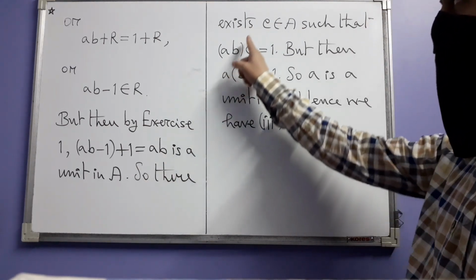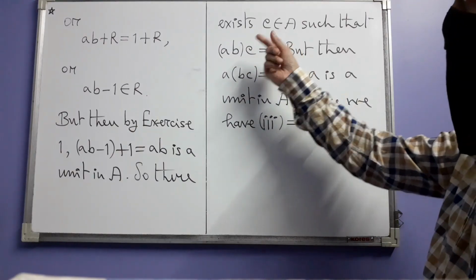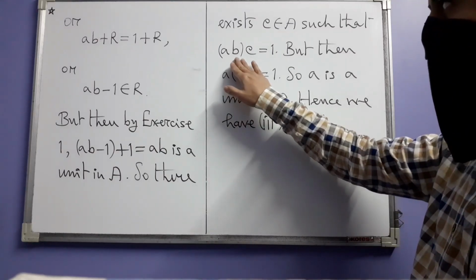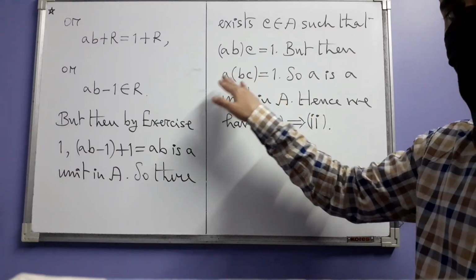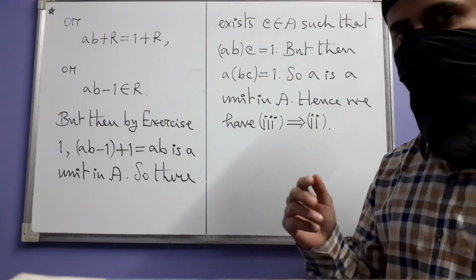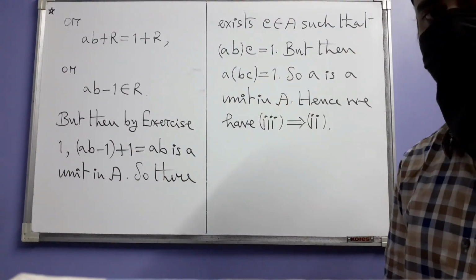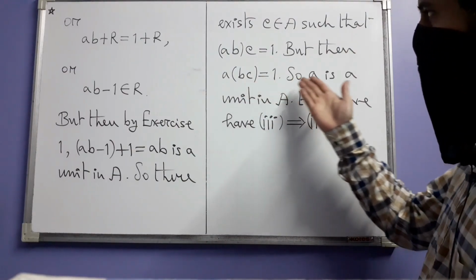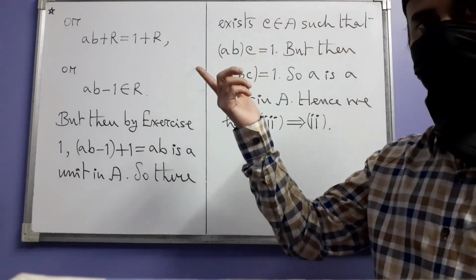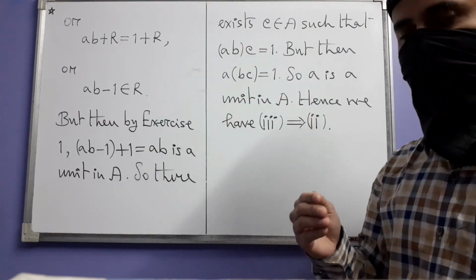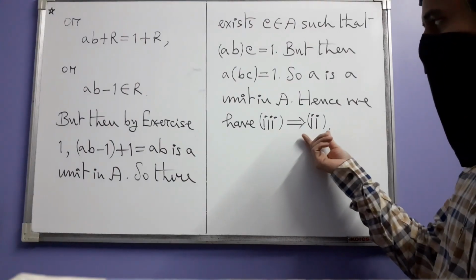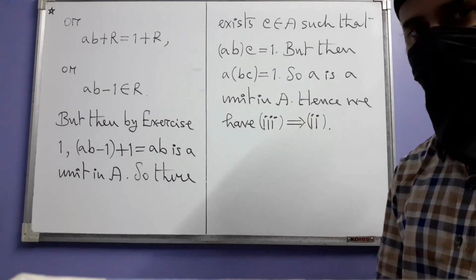It means that there exists an element C in A such that AB times C is the identity. However, by associativity of multiplication, we then get this. A times BC is also equal to the identity. That means there is this element BC, which if you multiply with A, you get the identity. But then that just simply means that A is a unit in A. Now here finally we have it. So either A is a nilpotent element, that means it belongs to R, or if it lies outside R, then it has to be a unit. And that's how we have this implication. Statement 3 implies statement 2.